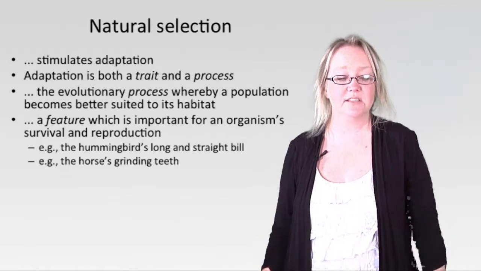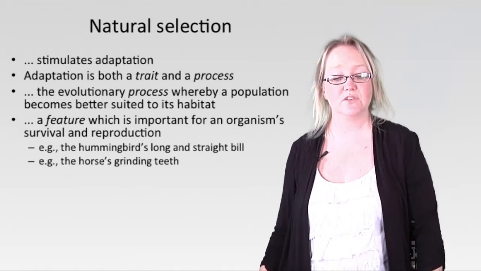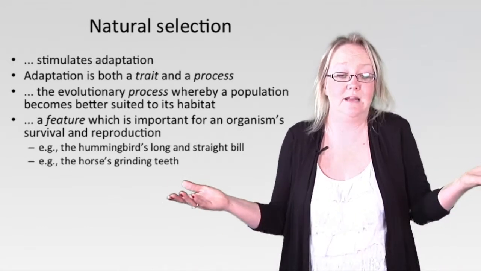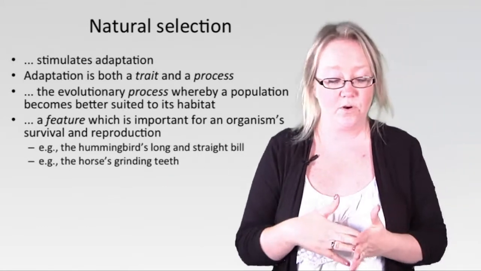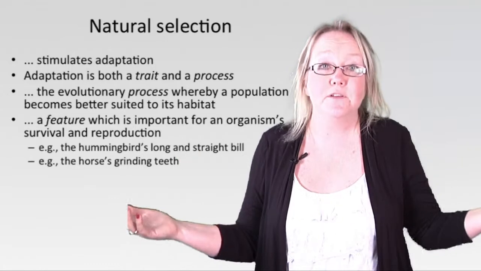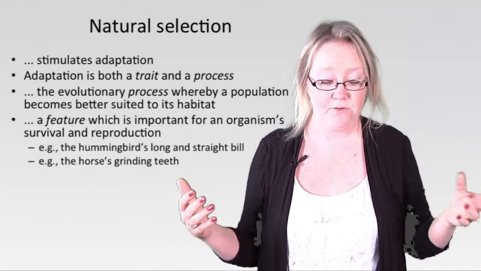So natural selection can select a feature which is important for an organism's survival and reproduction. Okay, that's an adaptation. A feature important for an organism's survival and often reproduction. Not always, but often reproduction.